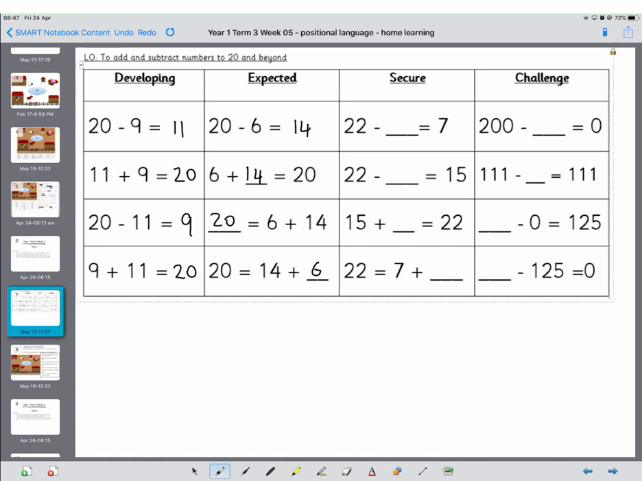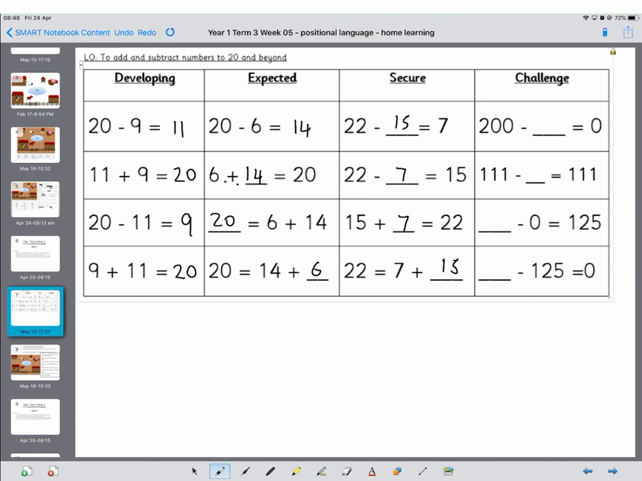With 22, you'd need a number square or a ruler or something like that. 22 minus something equals 7, so you count all the way back to 7 and you'd find the answer is 15. And now we're back onto the commutative law. So 22 minus 7 equals 15. 15 plus 7 equals 22. And 22 equals 7 plus 15.